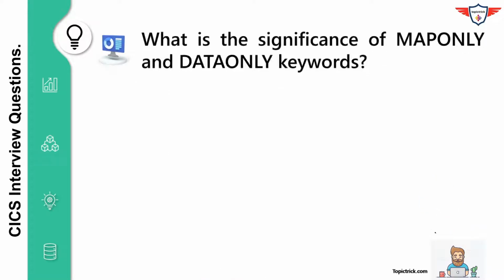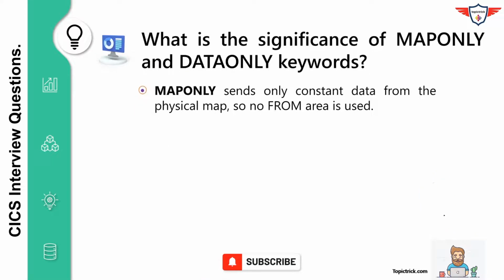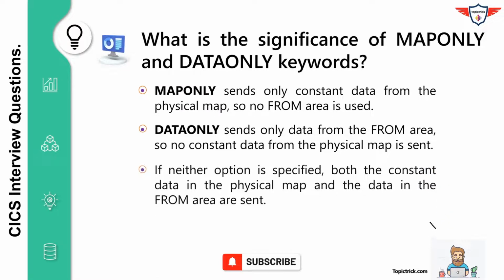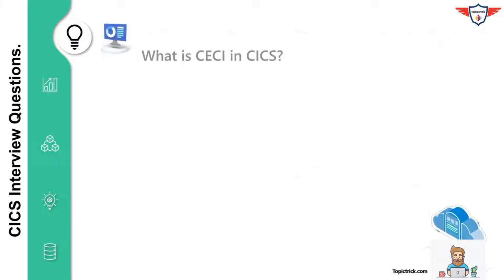What is the significance of map-only and data-only options? In the SEND MAP command, the map-only option sends only constant data from the physical map, so you don't have to code the FROM option. In the second case, only the data in the symbolic map is sent. The data-only option sends only data from the FROM area, so no constant data from the physical map is sent. Remember, if neither option is specified, both the constant data in the physical map and the data in the FROM area are sent.